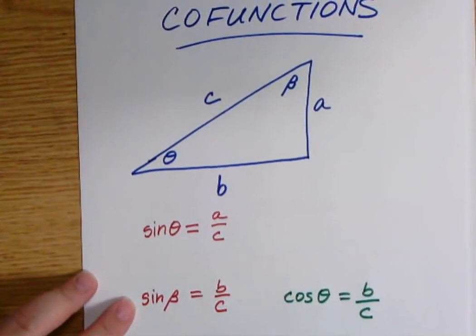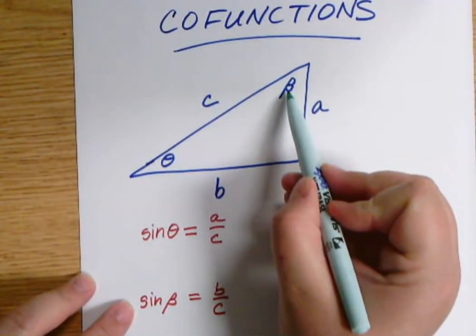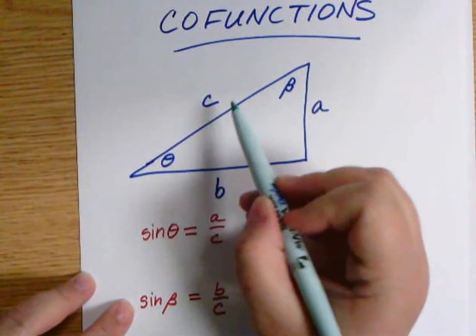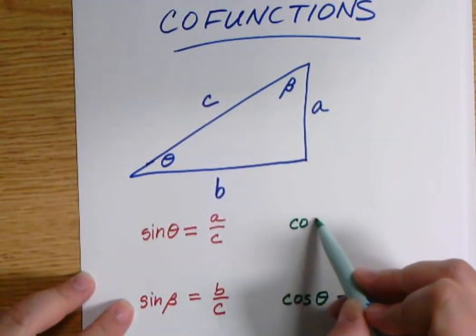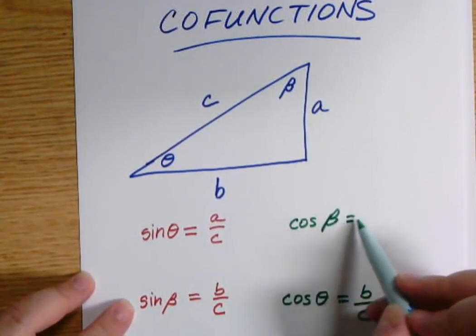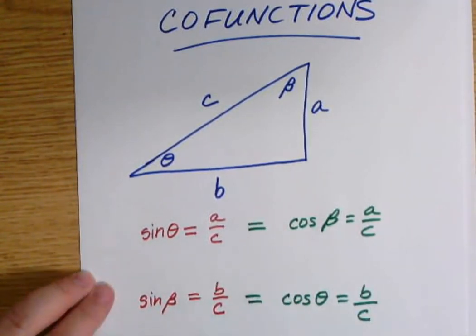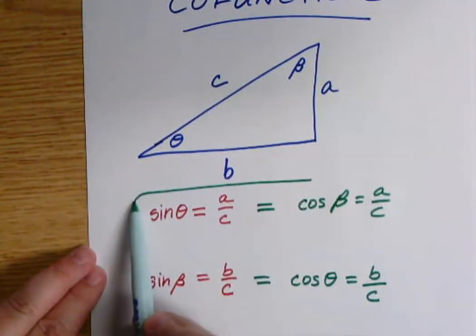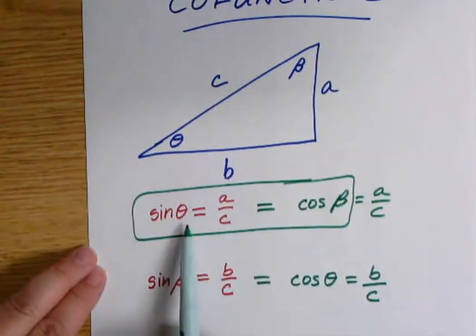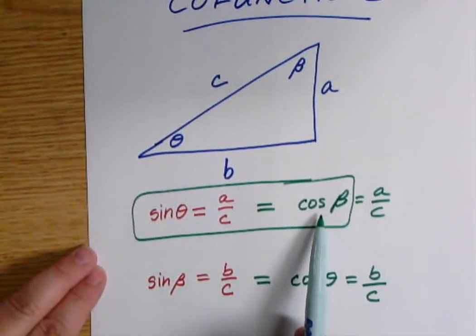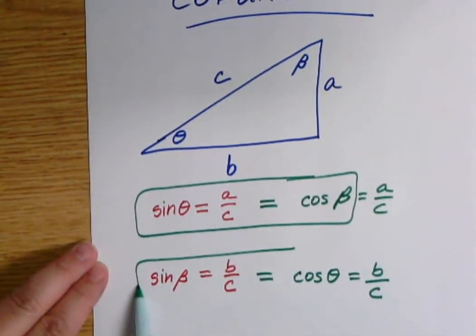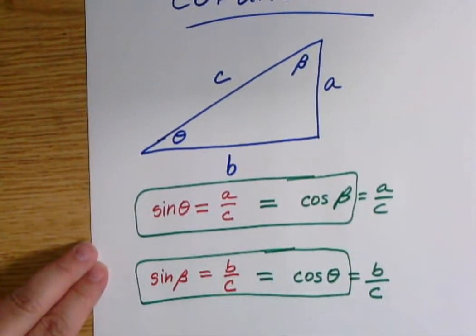What about the cosine of beta? Adjacent over hypotenuse, A over C. So we actually could put an equal sign right there. We can say that the sine of one of these two angles is the same as the cosine of the other one. Sine of one of the two angles is the same as the cosine of the other one.